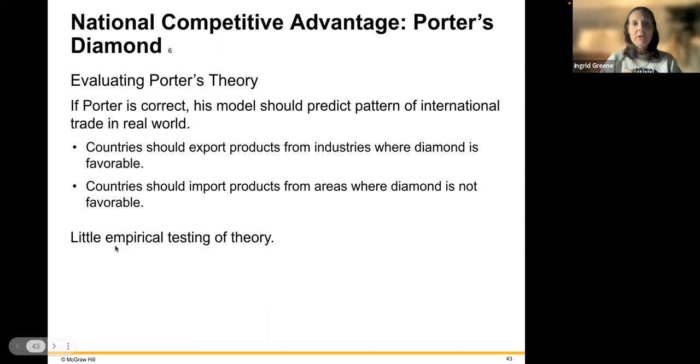They should import things like steel, etc. The fault with Porter's diamond is that there's little empirical testing of the theory. It's a newer theory. And what we come away with in this chapter, because it's the last slide of this chapter, is that each theory explains something about trade. And economists have their favorite theories. There's a lot of overlap with these theories. There's a lot of assumptions that come with these theories, but the idea is that the world is still working on what the perfect theory is. At the end of the day, it's really important to be aware of all the factors that go into all these theories when you start to evaluate where an organization and a country should head in the future.